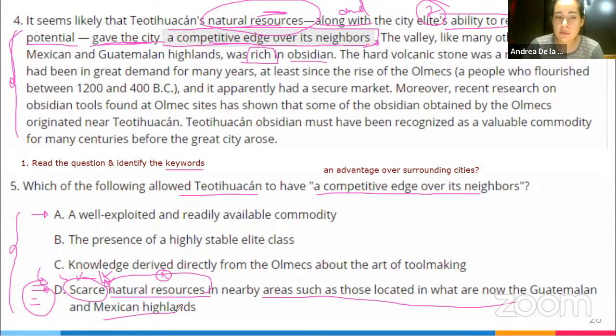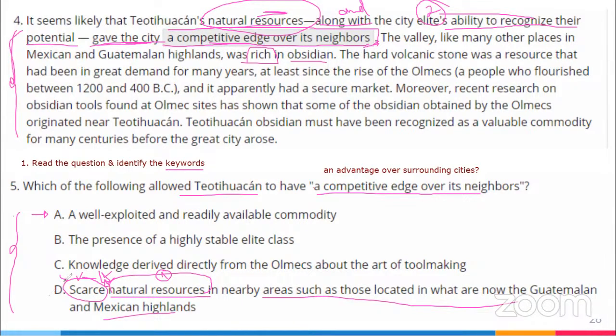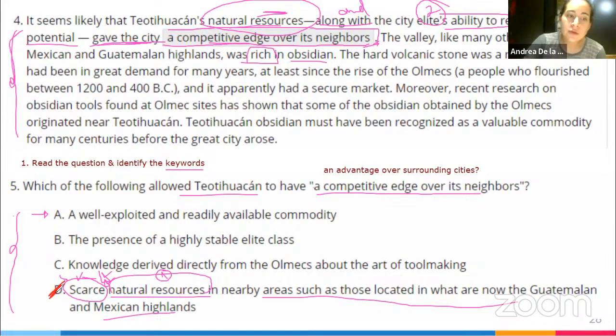So do you guys think that D would be the answer then? Yes or no? No. No, right? So we're eliminating D. Let's go to A, which was another option you guys suggested. Now it says, what gave Teotihuacan a competitive edge was a well-exploited and readily available commodity.